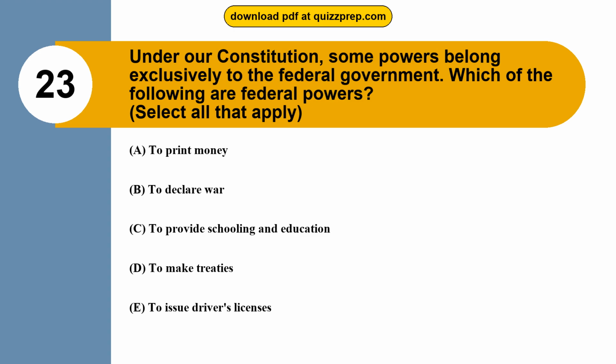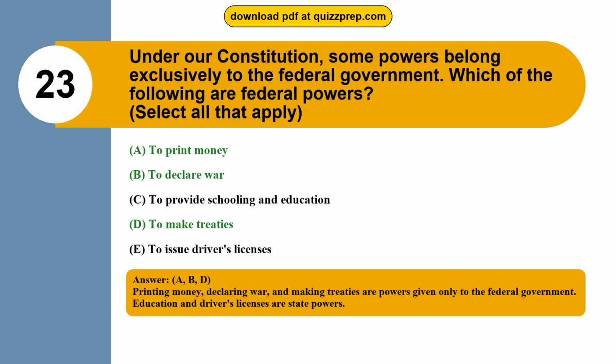Question 23. Under our Constitution, some powers belong exclusively to the federal government. Which of the following are federal powers? Option A, to print money. Option B, to declare war. Option C, to provide schooling and education. Option D, to make treaties. Option E, to issue driver's licenses. The correct answers are options A and B and D. To print money, to declare war, to make treaties. Printing money, declaring war, and making treaties are powers given only to the federal government. Education and driver's licenses are state powers.